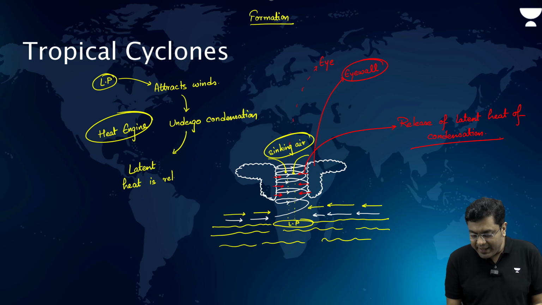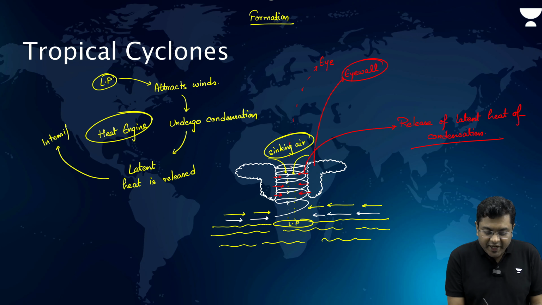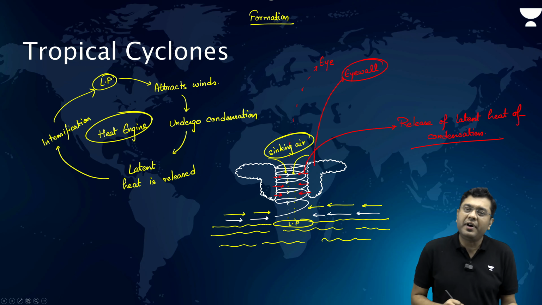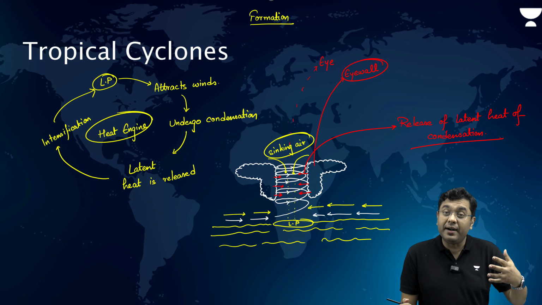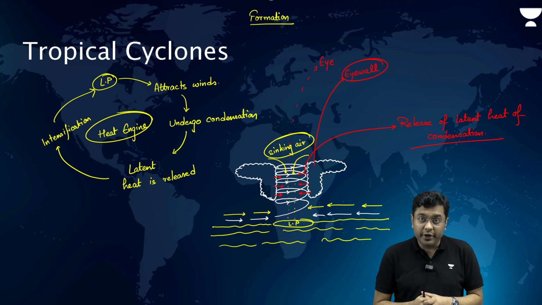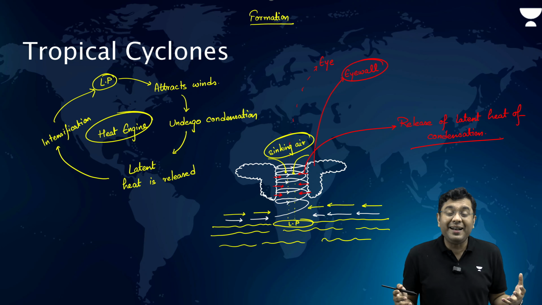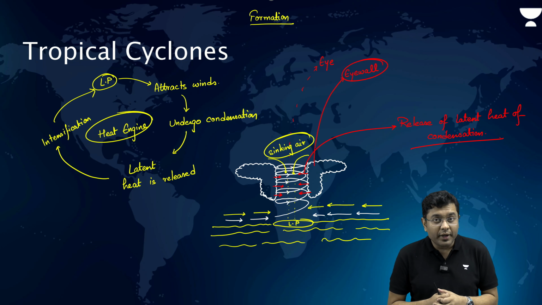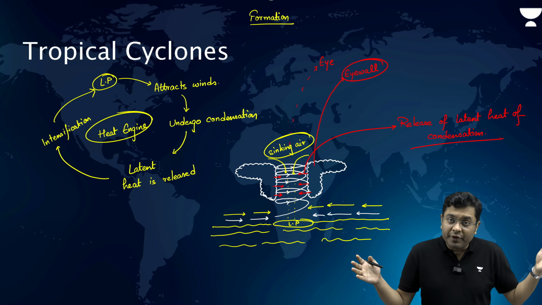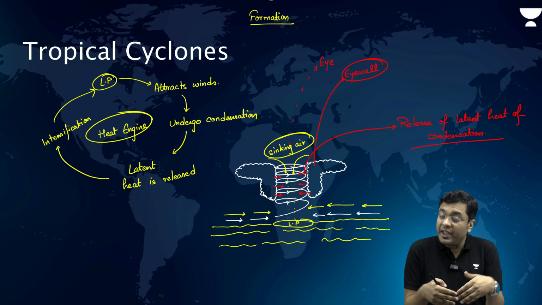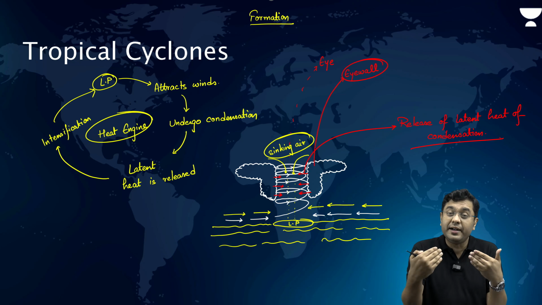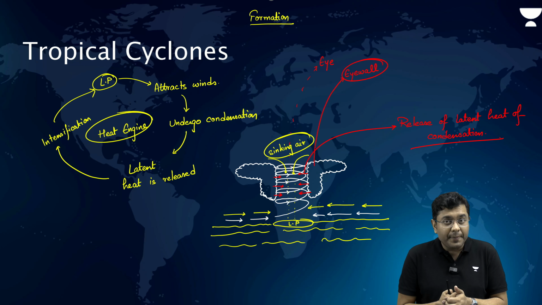As the latent heat is released, means what? Intensification of low pressure. And that intensification of low pressure will attract more winds, and you have this self-sustaining intensification cycle which continues. That is the reason why low pressure over the land areas are not able to generate a cyclone, because there the winds over the land area will be drier. They will never have that amount of moisture. That latent heat of condensation becomes an important factor.